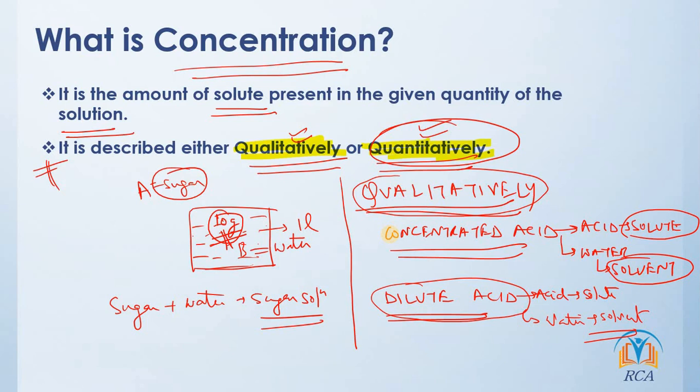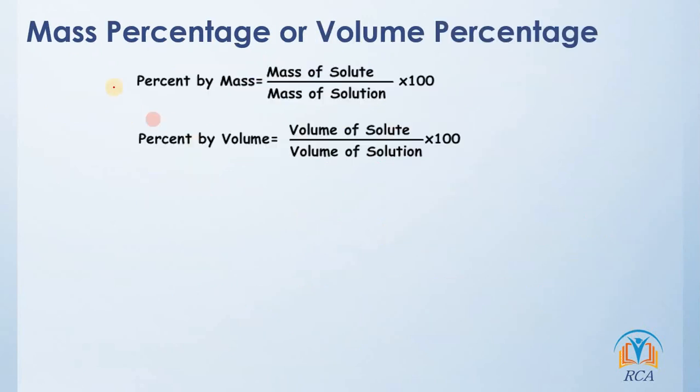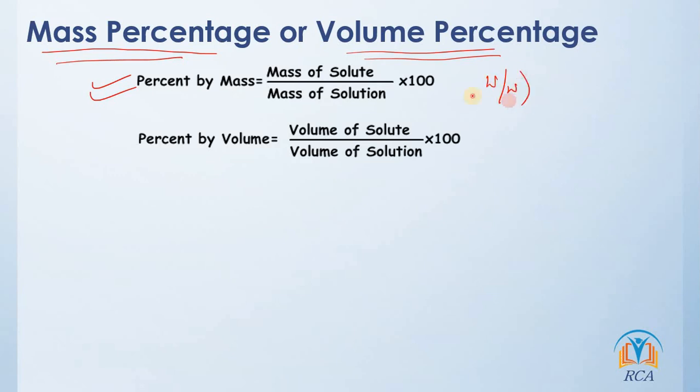The first thing that we commonly use is mass percentage or volume percentage. What is mass percentage? Mass percentage is also represented by W by W, which is weight by weight, right? And it has the formula of mass of solute with respect to the mass of solution into 100. Why 100? Because obviously we are trying to find out the percentage.